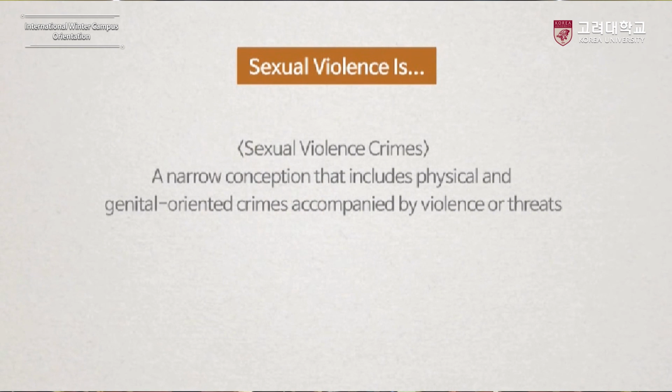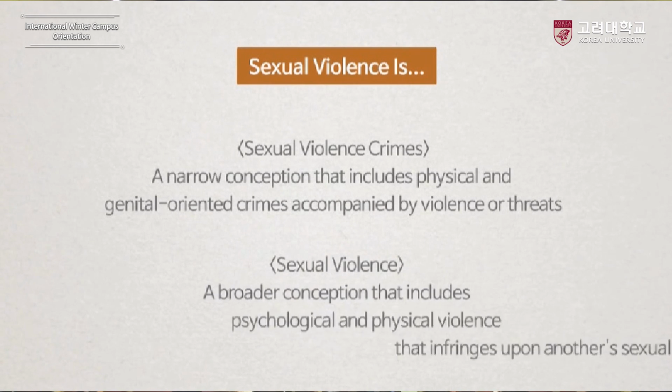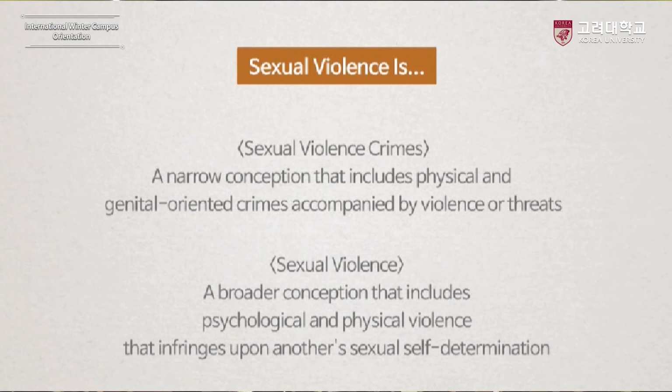The law regulates only genital-oriented crimes accompanied by violence or threats, such as rape or indecent assault, as sexual violence crimes. But such sexual violence crimes, according to the law, and sexual violence must be carefully distinguished. Sexual violence must be understood to widely include both psychological and physical violence, because the kind of sexual violence that most frequently takes place within the university is not sexual violence crimes, but sexual harassment.